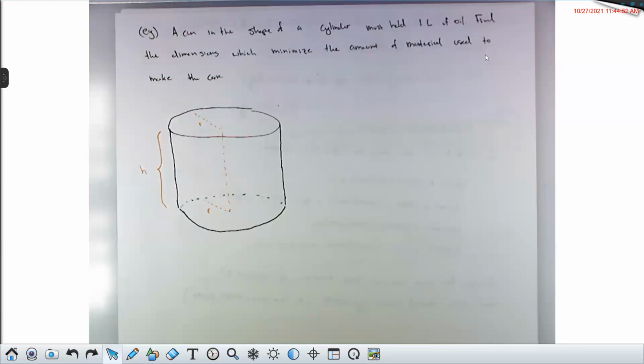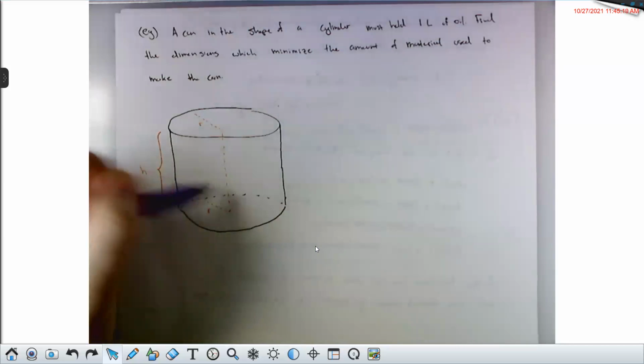I know that the volume of this cylinder needs to be 1 liter. And I'm trying to minimize the amount of material. So what geometric feature of this cylinder is it that I'm trying to minimize? Its area? Yeah, surface area. So I want to minimize the surface area, right?